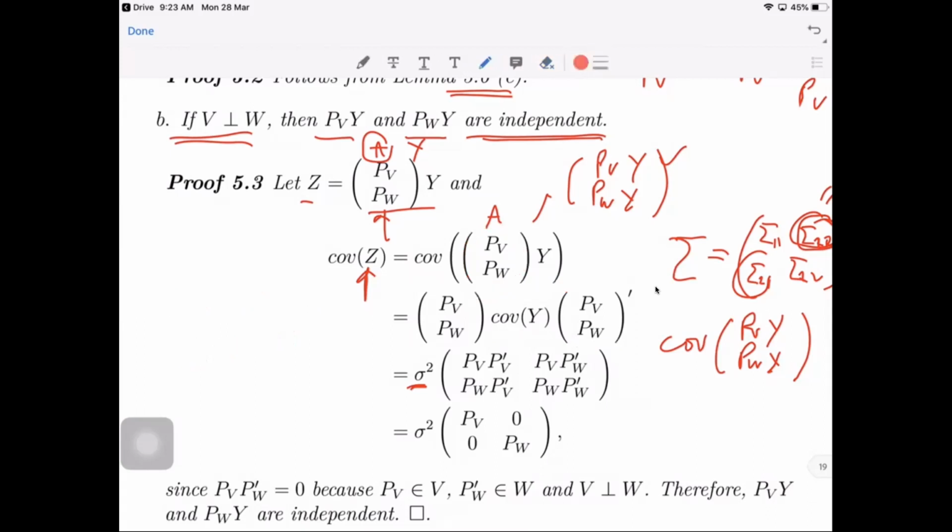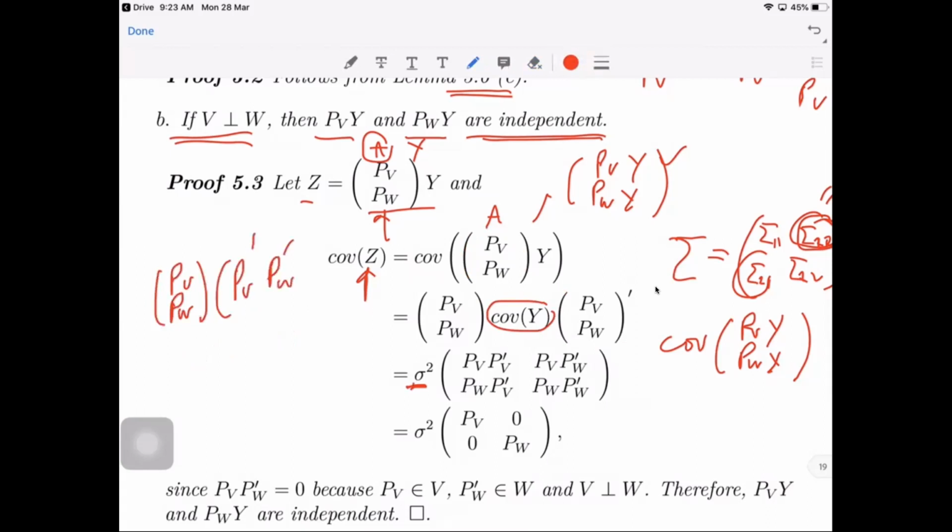So you can bring this out, no, which is sigma square. So what is left is PV PW times PV PW prime, no? So when you multiply this one by this is this one, and then this one by this is this one, and this one by this is this one.